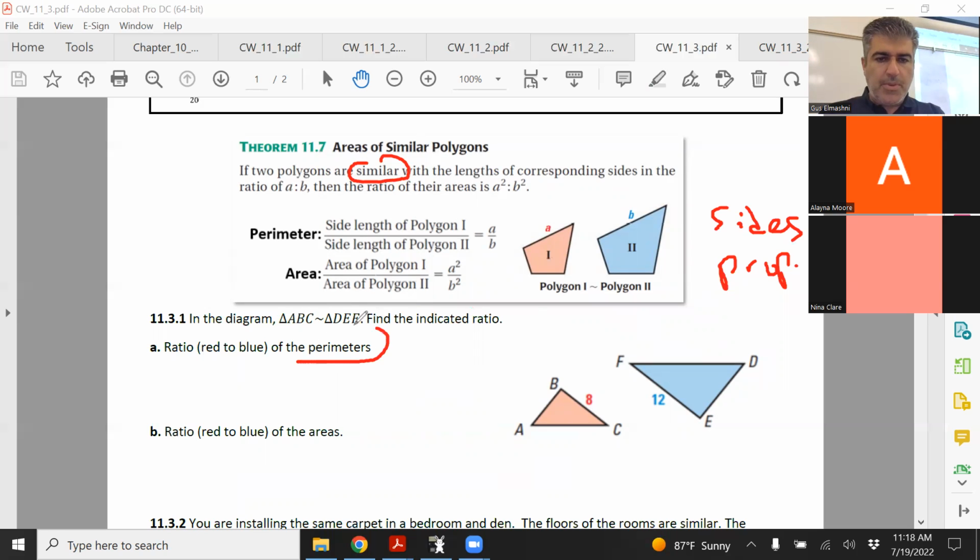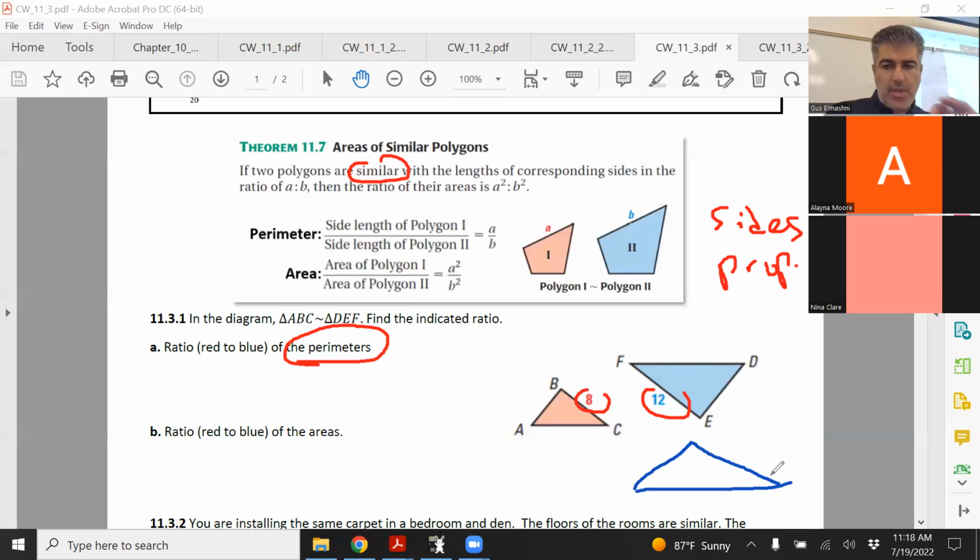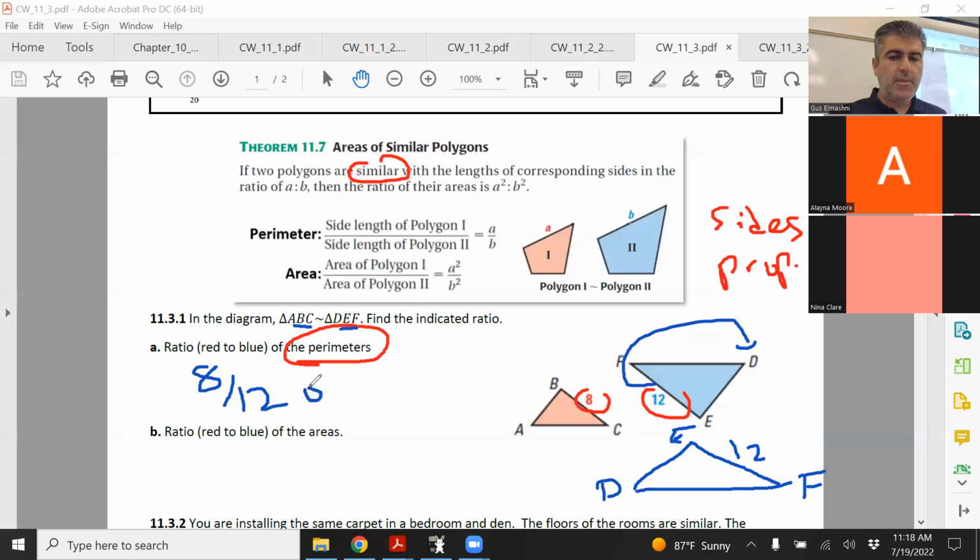So you want to find the ratio of the perimeters, right? And you have these two sides here. And you're told ABC and DEF are similar. So what I'm going to do is take DF and rotate it so they line up a little better. So I'm going to rotate DF. I'll put F here, 12 here, E here, and D there. So I took this and rotated it just so they line up better, because BC and EF have to line up. So the ratio of the perimeters is just 8 to 12, or 2/3.